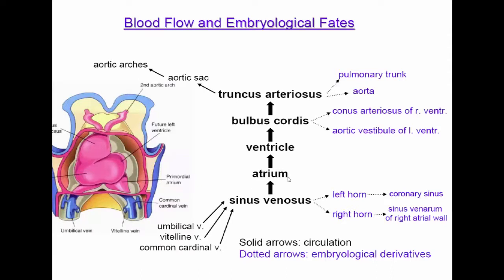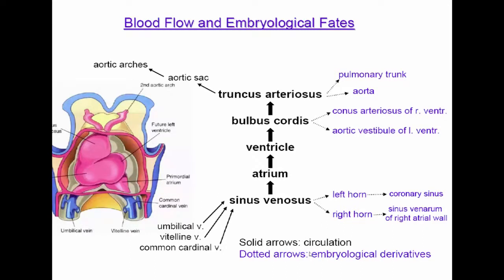The atrium will give rise to the right and left atrium. The ventricle will give rise to the right and left ventricle. The bulbus cordis will give rise to the truncus arteriosus and conus cordis. One part of the conus cordis will become the aortic vestibule, and the other part will become, here they haven't written it, the infundibulum. And the truncus arteriosus will give rise to the aorta and the pulmonary trunk.